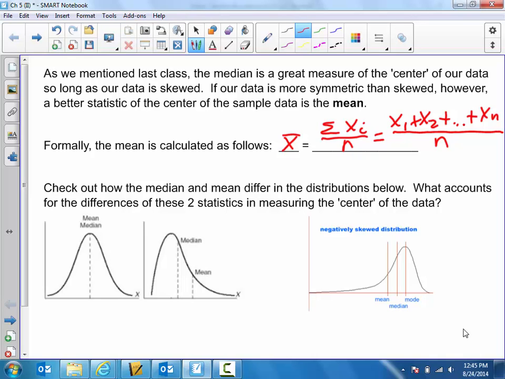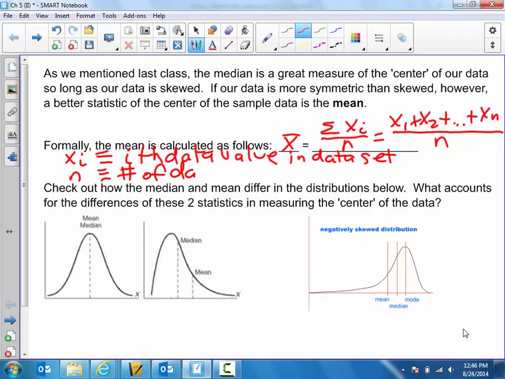Let's see. So with this, let's write this out. x sub i is defined as being, that equal sign with the additional dash means this is a definition, the ith data value in the data set. And n, in this class, is always the number of data values in the data set.